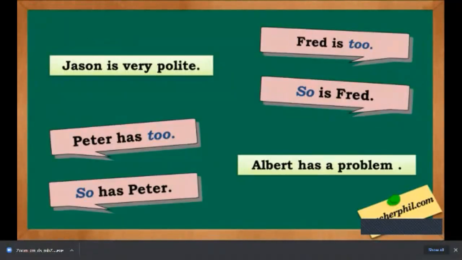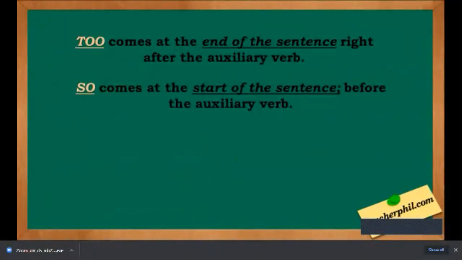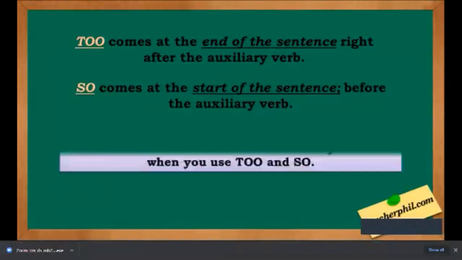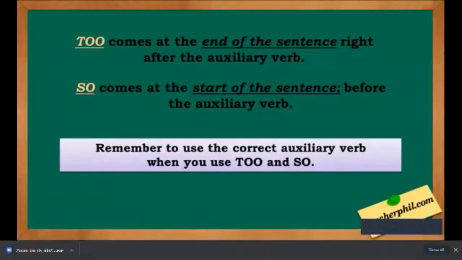What have you noticed with these examples? Well, to comes at the end of the sentence right after the auxiliary verb, while so comes at the start of the sentence, before the auxiliary verb. Remember to use the correct auxiliary verb when you use to and so. If the speaker used a modal, then use also a modal. If he used a be verb, use a be verb. If you use an action verb, then make sure that you use the correct tense of the verb as well.